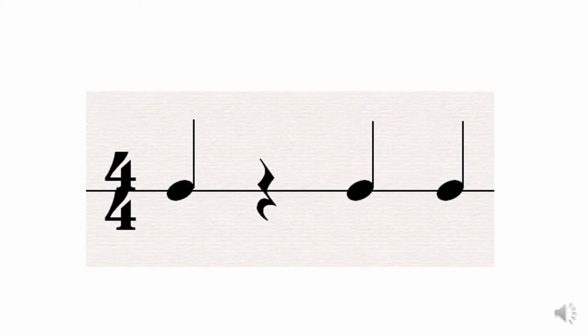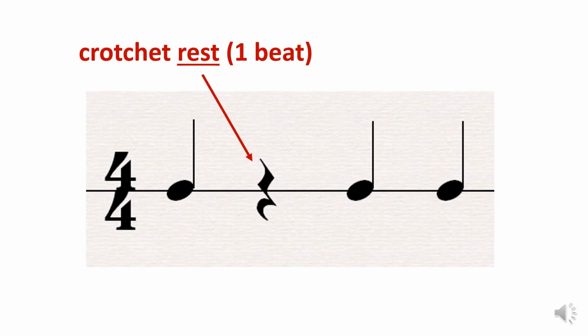In this example, you'll see a different symbol. This is also 1 beat long, but this symbol means a silence or a rest. To mark this out in class when we are speaking the rhythms, we use a clap. So this rhythm would go like this: do, do, do.